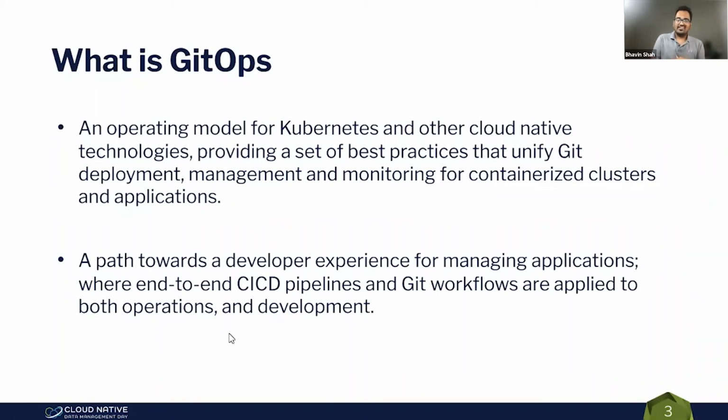What does this mean? This means that in addition to your application code being stored in Git and you having a CI/CD pipeline, we can do the same thing for our Kubernetes clusters as well. So you can have your YAML files hosted in Git, which can be a single source of truth, but you still need an automation framework around it that helps you take certain actions based on pull requests that are created. So that's one quick overview of GitOps. It provides a path towards a developer experience for managing applications where end-to-end CI/CD pipelines and Git workflows are applied not just to your application code and development, but also your Kubernetes clusters and the operation side of things as well.